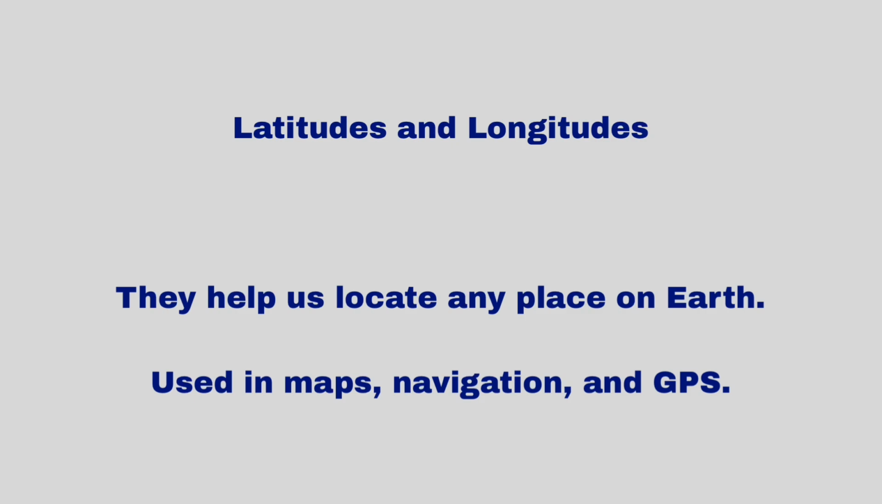Longitudes are imaginary vertical lines drawn from the north pole to the south pole. They measure distance east or west of the prime meridian. Important points to be noted here: the prime meridian is equal to 0° longitude. Longitudes meet at the poles. They help us know time and location. Okay, here is an easy memory trick: longitude equals long lines, vertical.